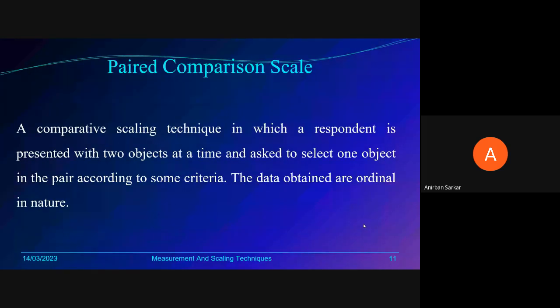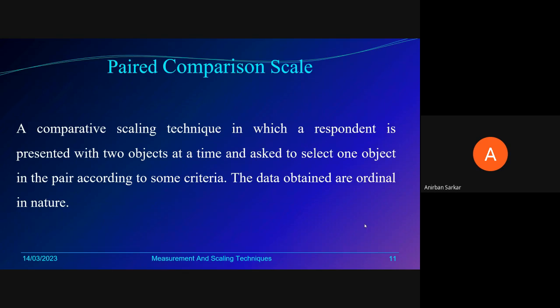So what is paired comparison? A paired comparison scaling technique in which a respondent is presented with two objects at a time and asked to select one object in the pair according to some criteria. And the data which you actually obtain is ordinal data.